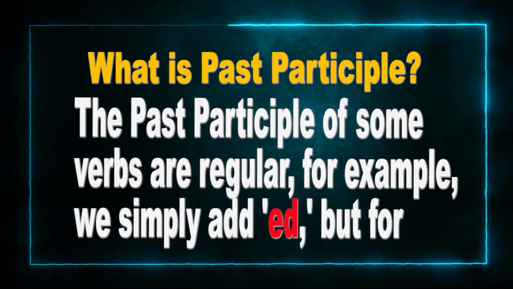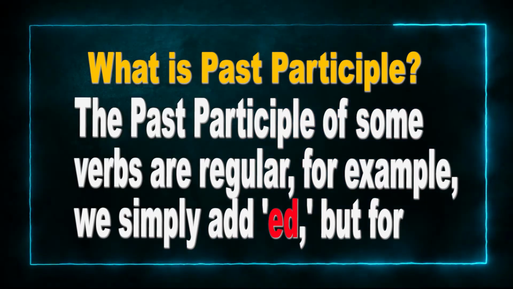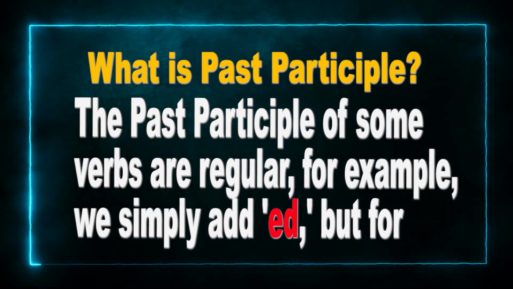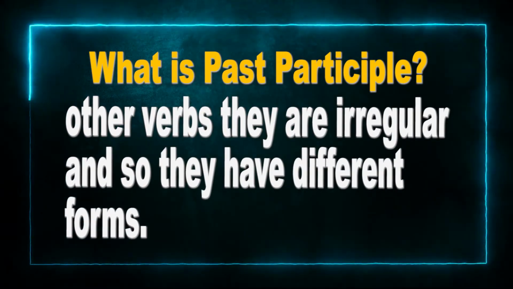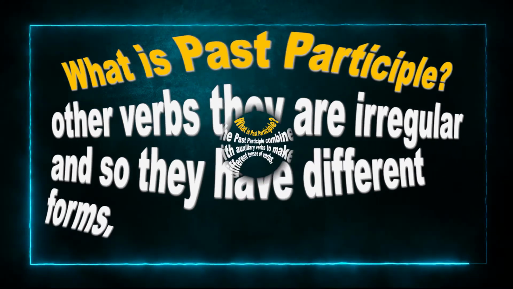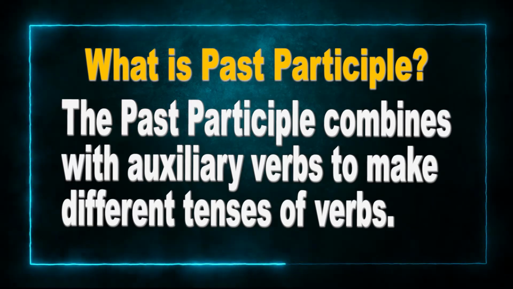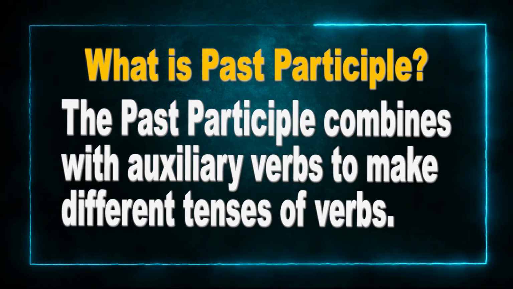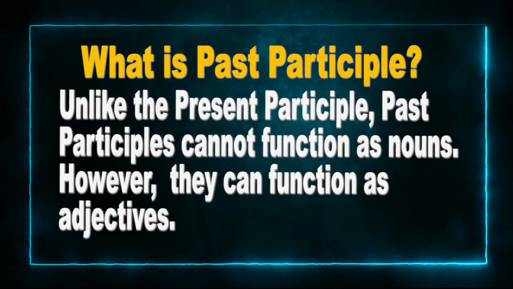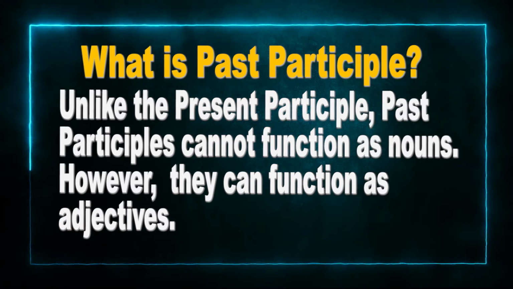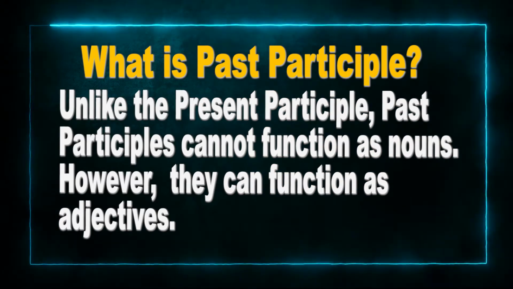The past participle of some verbs is regular. For example, we simply add -ed. But other verbs are irregular, and so they have different forms. The past participle combines with auxiliary verbs to make different tenses. Unlike the present participle, past participles cannot function as nouns. However, they can function as adjectives.